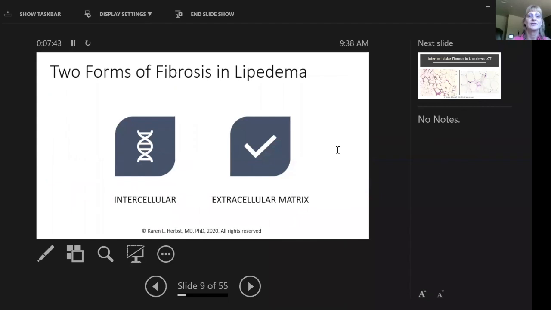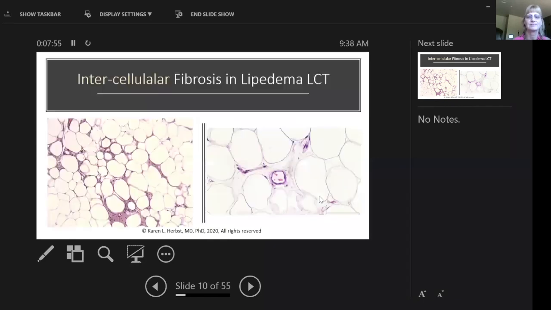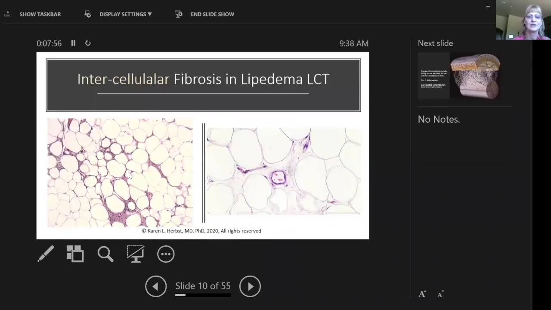So in my opinion, there are two forms of fibrosis in lipedema. There's fibrosis between cells, or intercellular, and there's fibrosis outside of cells in the extracellular matrix. This is a picture here on the left of fibrosis between cells in the extracellular matrix. You can see it's pink, and there's a lot of cell death going on. This is a dead fat cell. This is another dead fat cell. So we think there's death of fat cells, inflammation, followed by fibrosis.